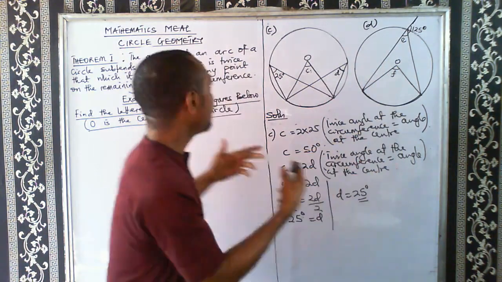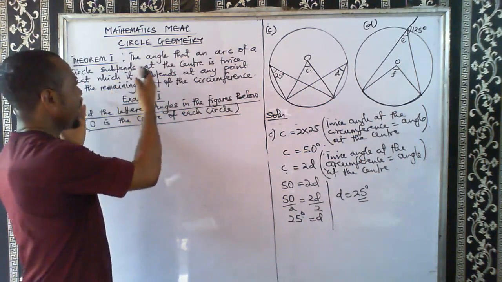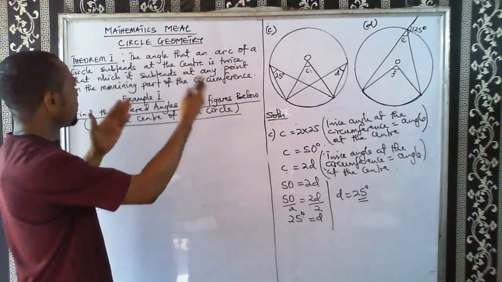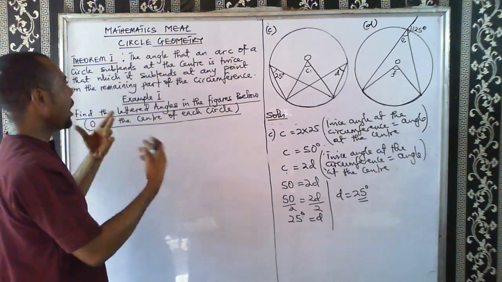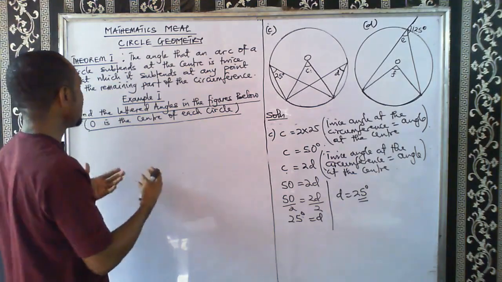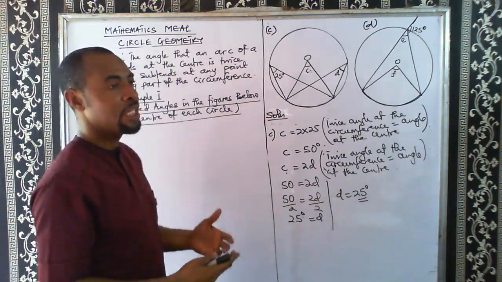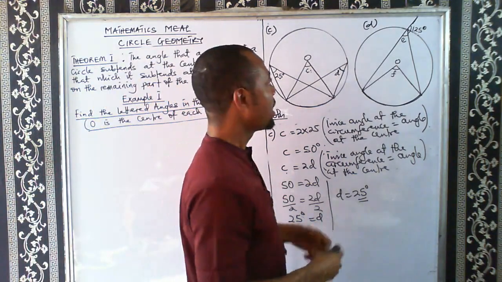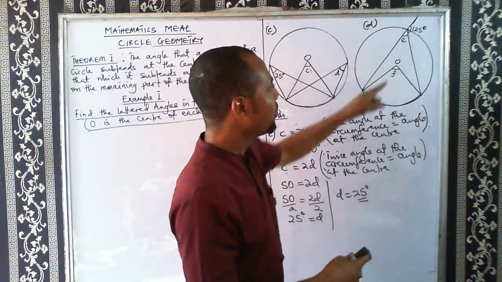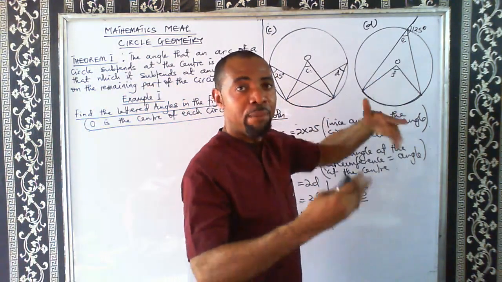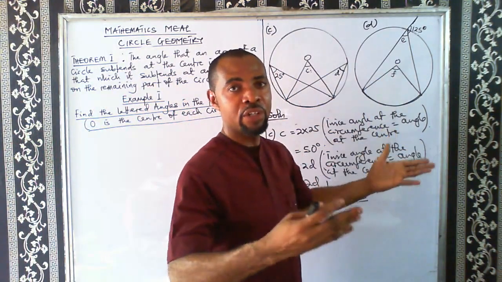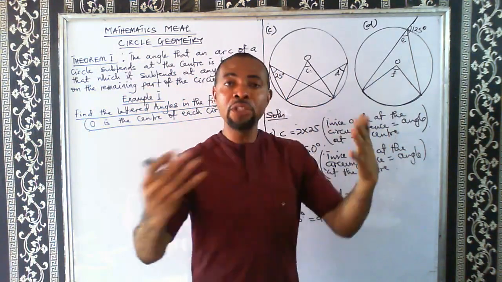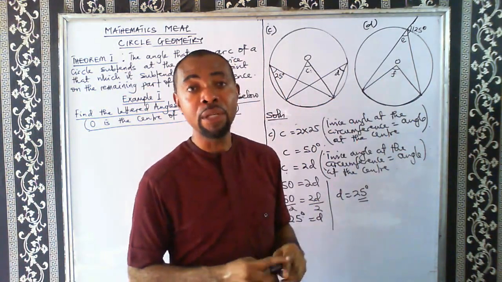Now, all the things we have been doing is this theorem: the angle that an arc of a circle subtends at the center is twice the angle which is subtended at any point of the remaining part of the circumference of the circle. That's what we have been doing. But now, we cannot apply that alone. The knowledge of plane geometry, angles and lines will now play a role here.